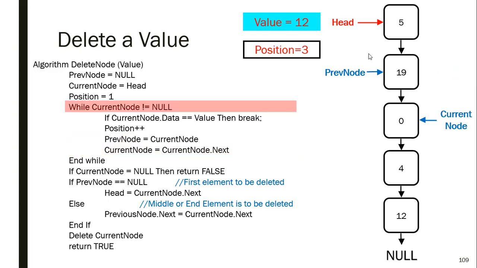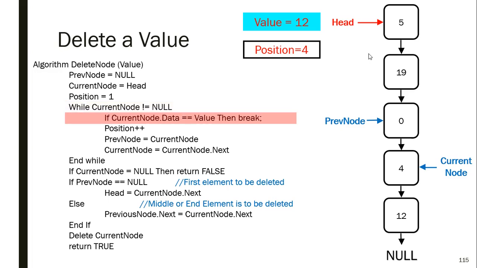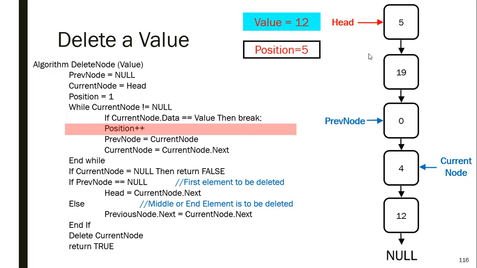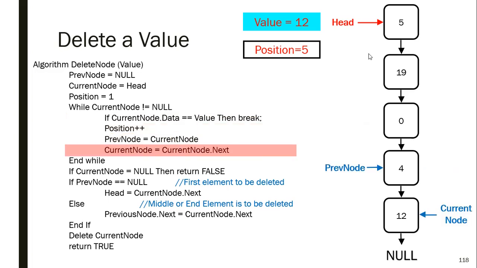Condition is still true, value is not matching, 12 is not equal to 0, position will become 4, previous node and current node will move forward. Current node is not equal to null, condition is true, this condition is false because 12 is not equal to 4, position will be incremented as 5, previous node and current node will be adjusted as well.